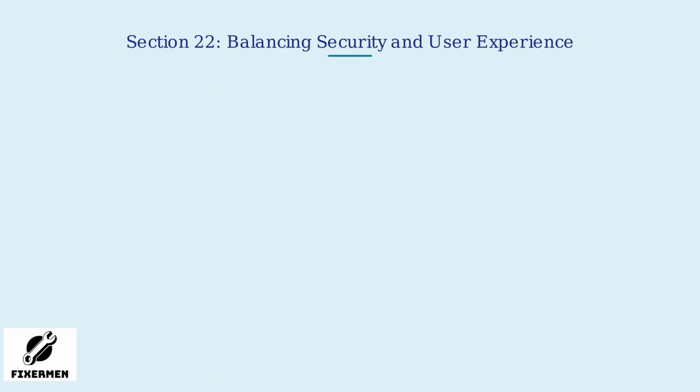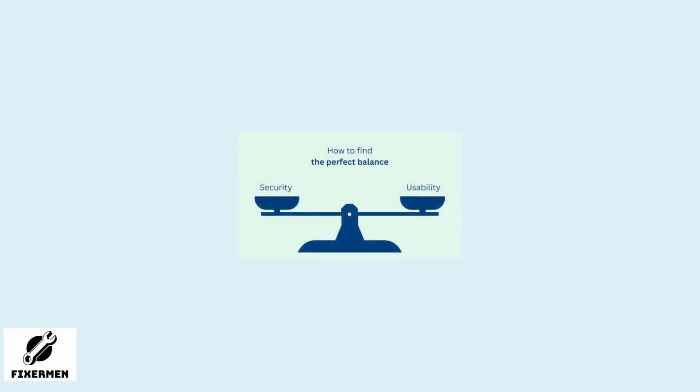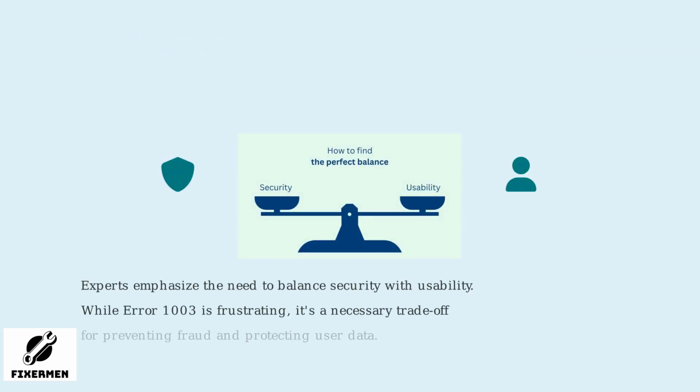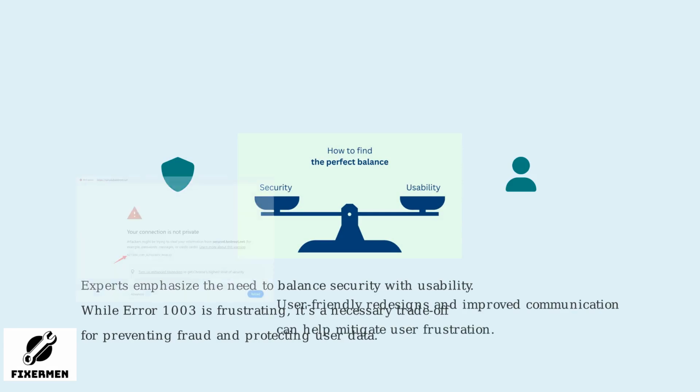Experts emphasize the need to balance security with usability. While Error 1003 is frustrating for users, it's a necessary trade-off to prevent fraud and protect personal data. User-friendly redesigns and improved communication can help mitigate this frustration.